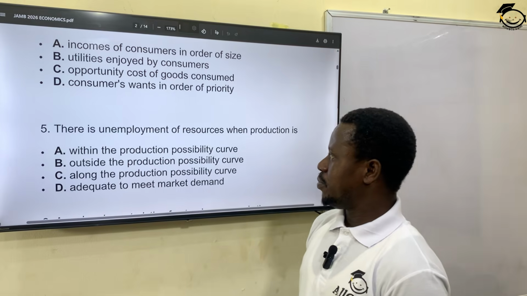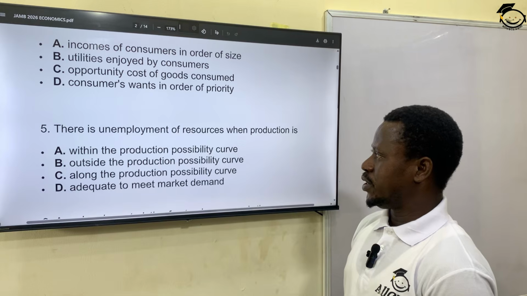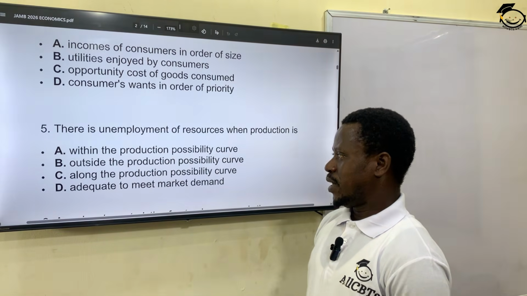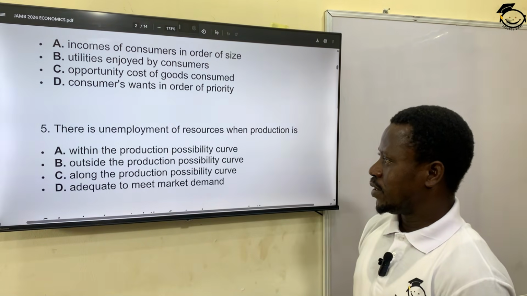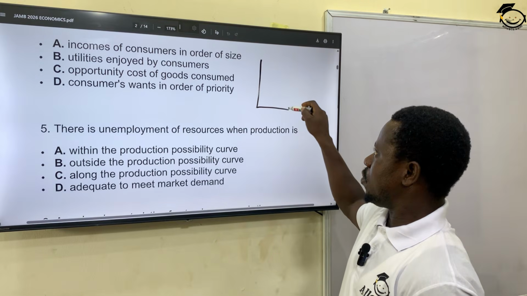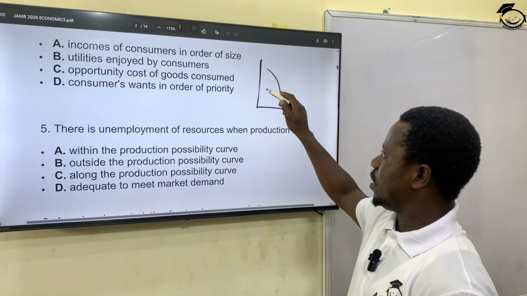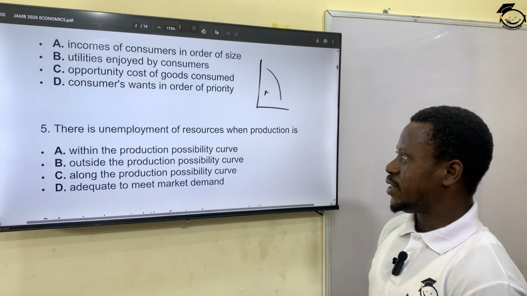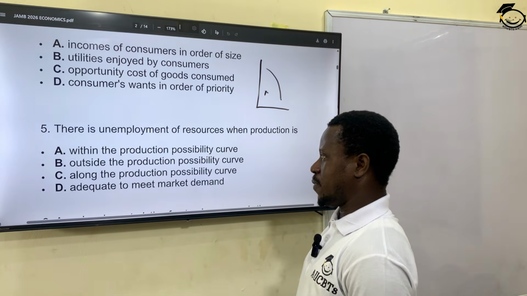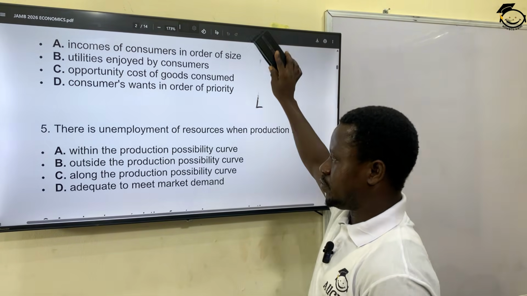There's unemployment of resources when production is A, within the production possibility curve, outside the PPC, along the PPC, adequate to meet market demand. It is when it is outside the PPC. Assuming this is our PPC, so whatever is here is underemployed. The resources here is underemployed. That is outside the production possibility curve. B.